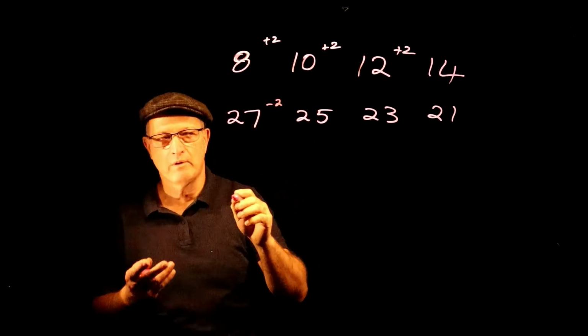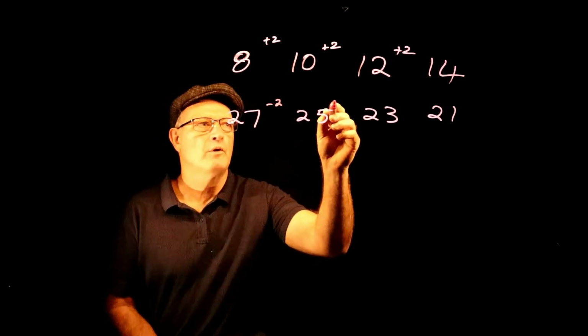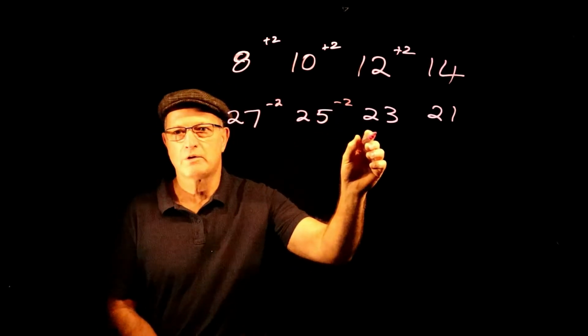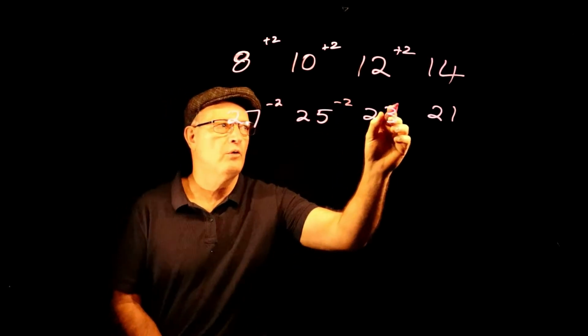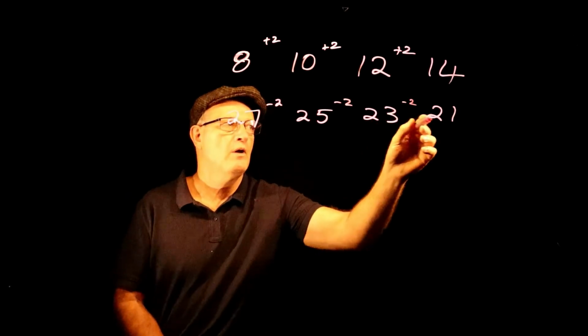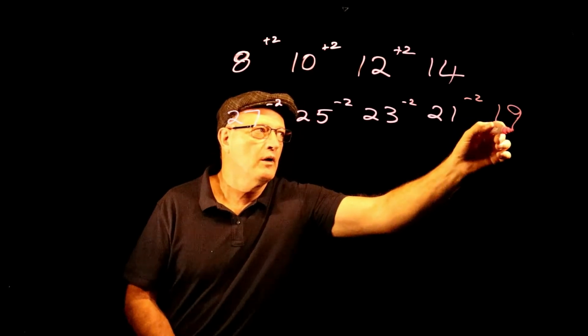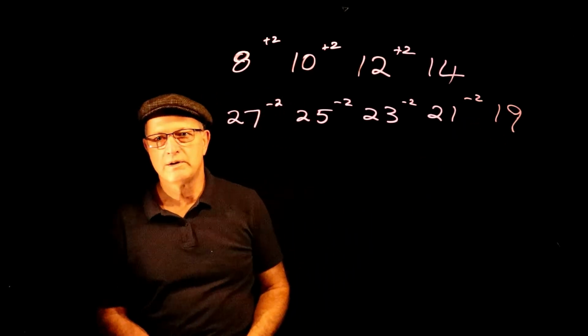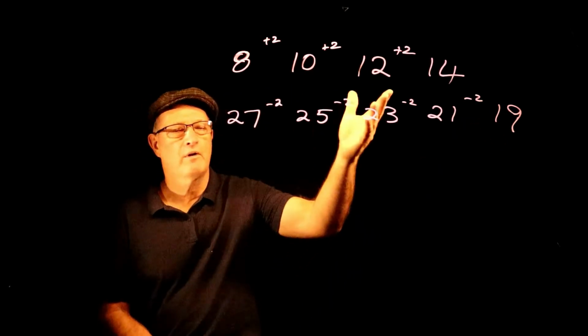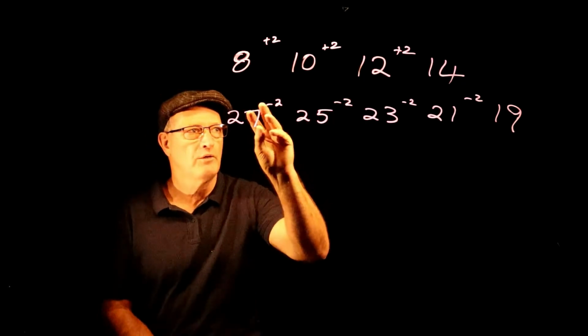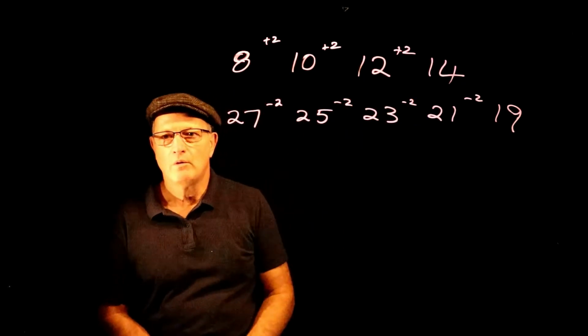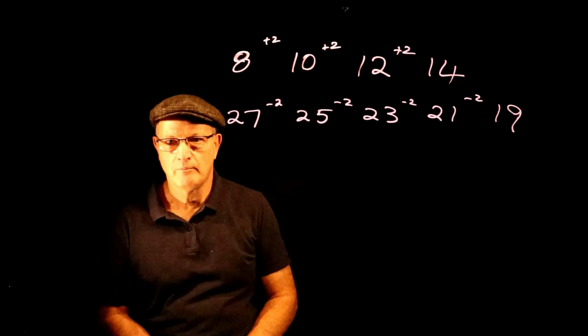2 from 27 is 25. And if we take 2 from 25, we get 23. If we take 2 from 23, we get 21. Then we'd have to take 2. The next number in that pattern would be 19. So patterns can go up or they can go down, but there's some rule that makes them into a pattern.